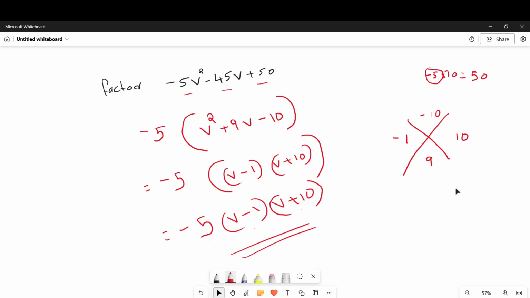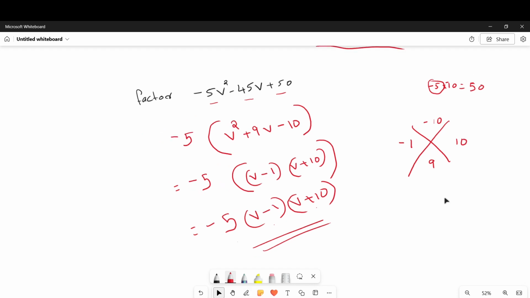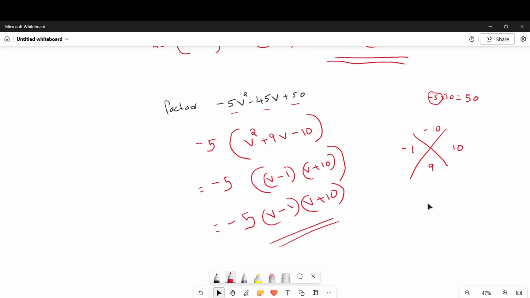So let's wind up. I hope everybody has a basic idea about the factorization technique.